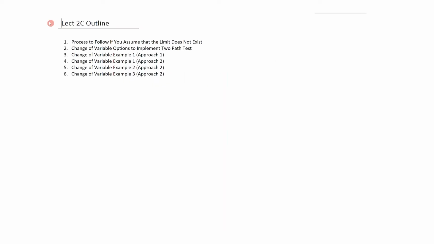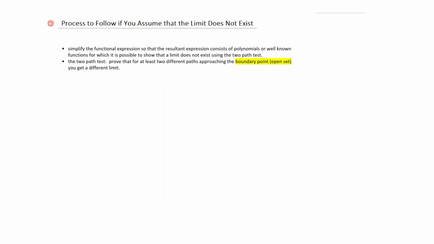All right, so as usual, the second slide is just a summary of the slides to follow. There are 6 items that are going to be covered. All right, so next, what is the process to follow if you assume that the limit does not exist? We have 2 bullet points here.